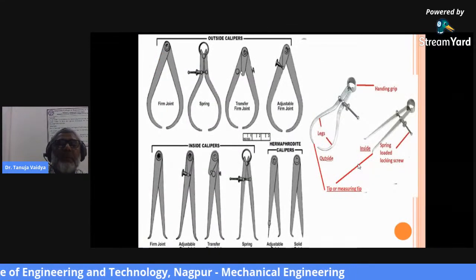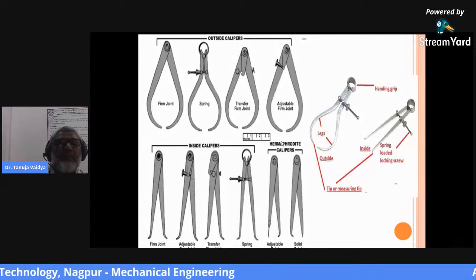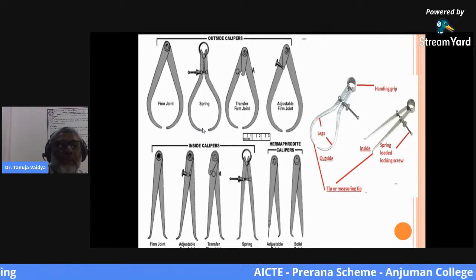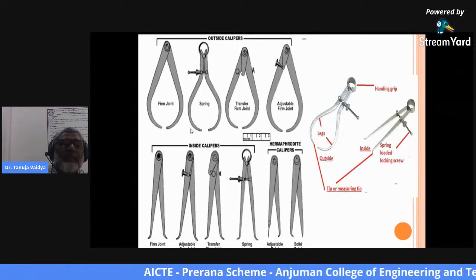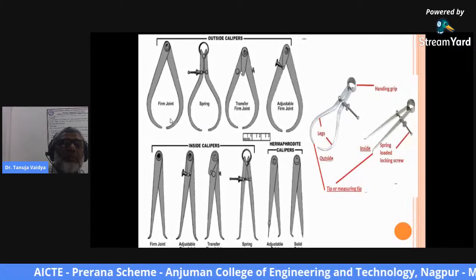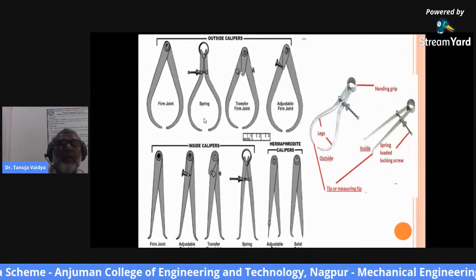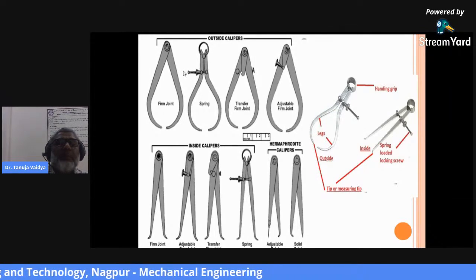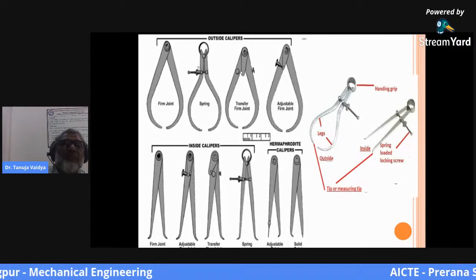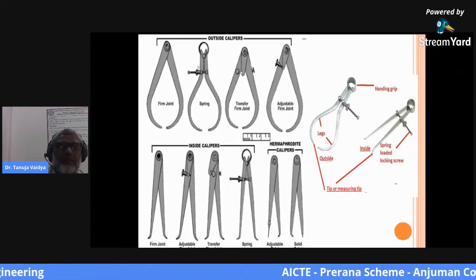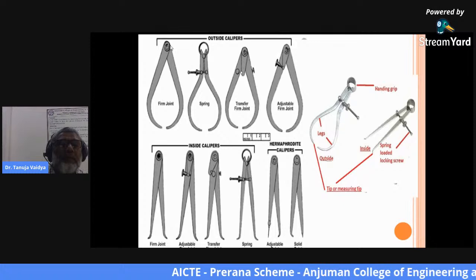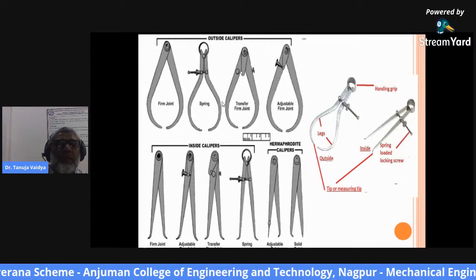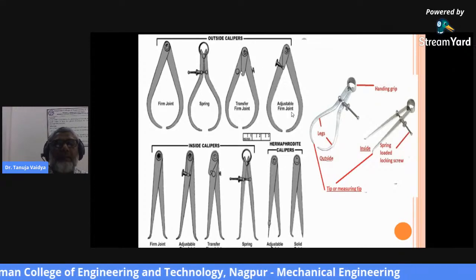So here you can see all the different types of calipers, and here the opening of the legs is inside. So these calipers are used to measure the outside parts, and these are broadly classified as outside calipers. And there are different types of outside calipers also. One is this firm joint caliper, second one is spring caliper, third one is transfer firm joint, adjustable firm joint.